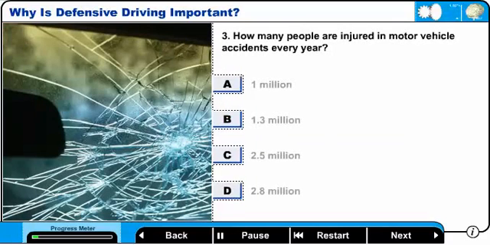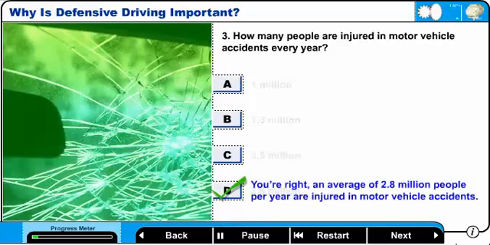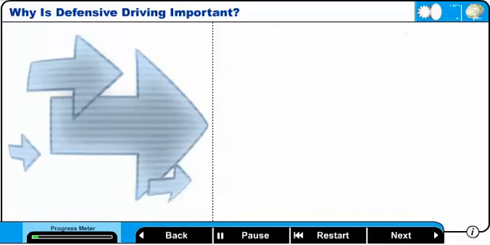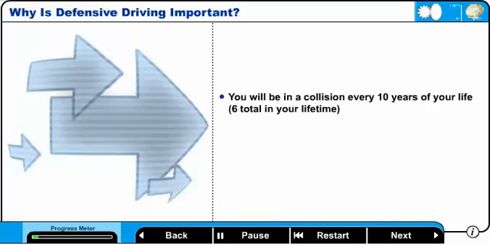And how many people are injured in motor vehicle accidents every year? A, 1 million, B, 1.3 million, C, 2.5 million, or D, 2.8 million. You're right. An average of 2.8 million people per year are injured in motor vehicle accidents. Statistically, you will be in a collision every 10 years. That's a total of 6 collisions in your lifetime. And what do you think is the most common single cause of motor vehicle accidents? It's improper driving. So you need to be prepared to drive defensively.